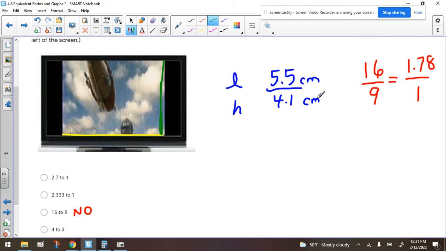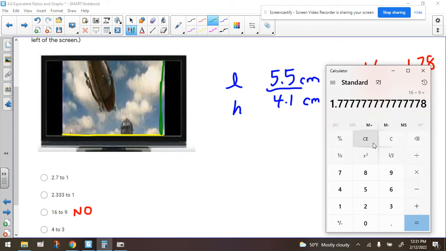Now, if you were watching the video that Jacob presented, you should already know the answer to this question. But if we have to use math, let's talk about how we would do that. I'm going to take out the calculator, and I'm going to find out what this would be as a unit rate. In other words, what is it for 1?